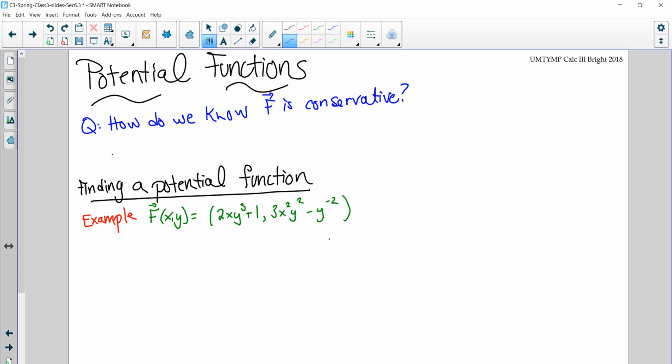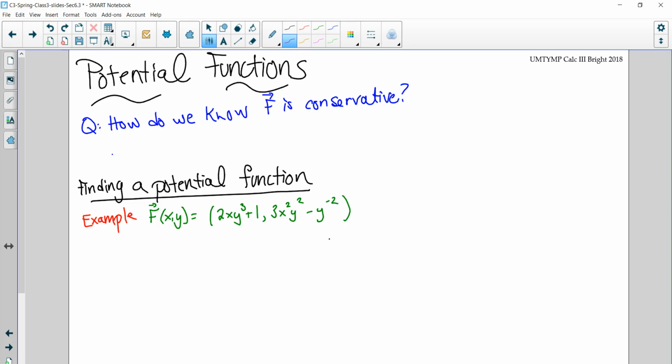Alright, in this video we're going to discuss finding those potential functions. In the last video we ended up kind of stuck, and we were trying to determine how to figure out if f is conservative, so that we can use path independence and make our lives a whole lot easier.